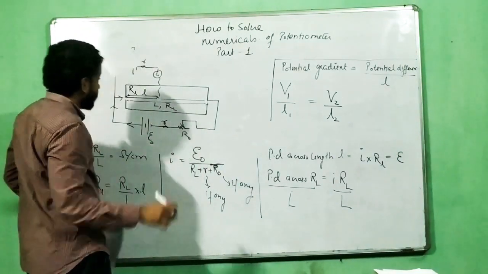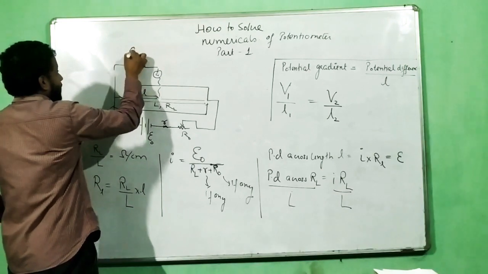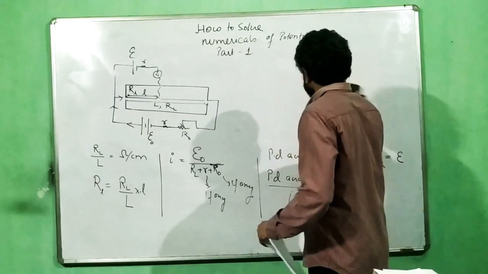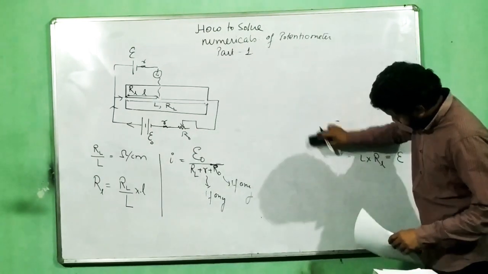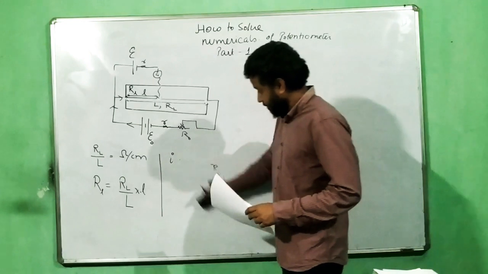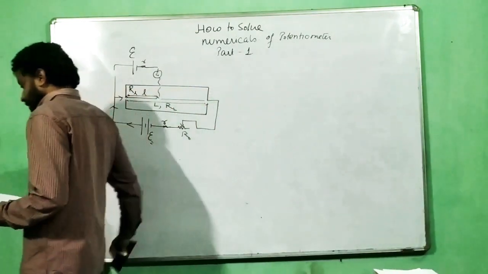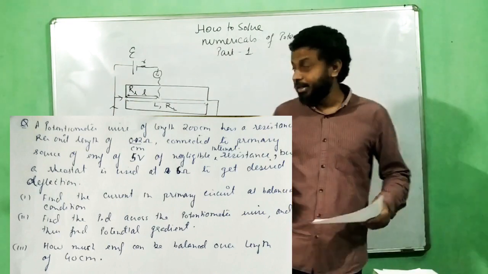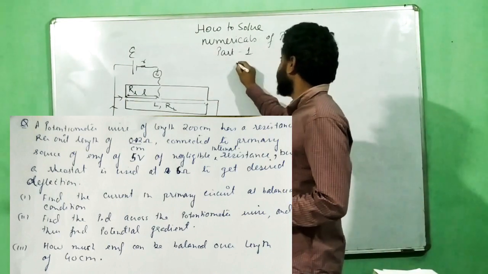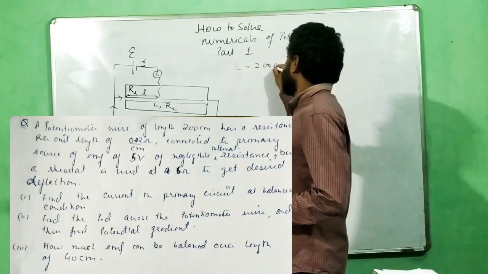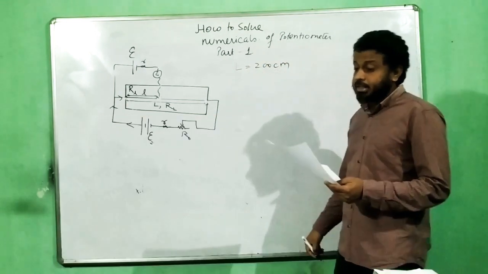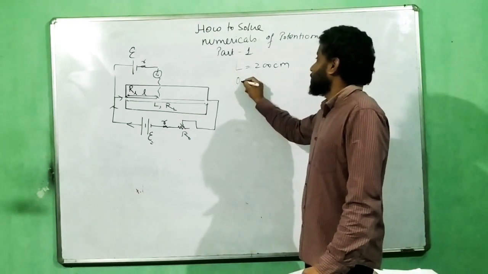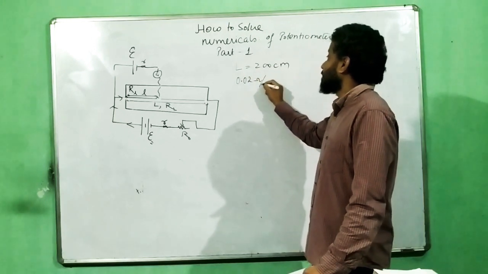Okay, this I need. The question says like this: a potentiometer wire of length 200 centimeter. Hang on, now we will start compiling the data. 200 centimeter has a resistance per unit length of 0.02 ohm per centimeter.